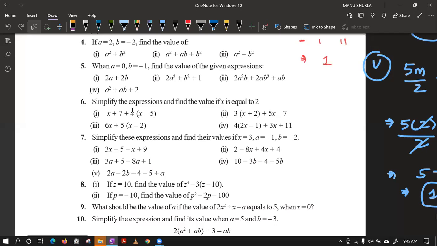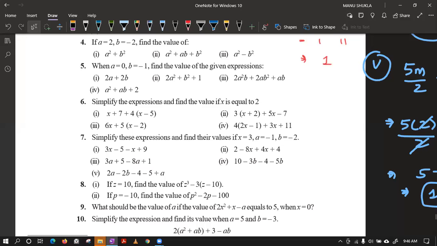Some messages are there once again. Sir, fifth question, fourth part. Okay, Ryan. So 2 and -2 will give 0. It depends, Karthik. If it is 2 minus 2, it is 0. If it is 2 into -2, it is -4.